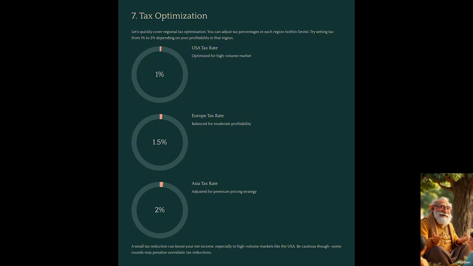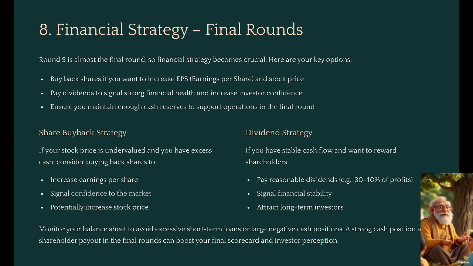Financial strategy. Final rounds. Round 9 is almost the final round, so financial strategy becomes crucial. Here are your key options. Buy back shares if you want to increase EPS, earnings per share, and stock price. Pay dividends to signal strong financial health and increase investor confidence.